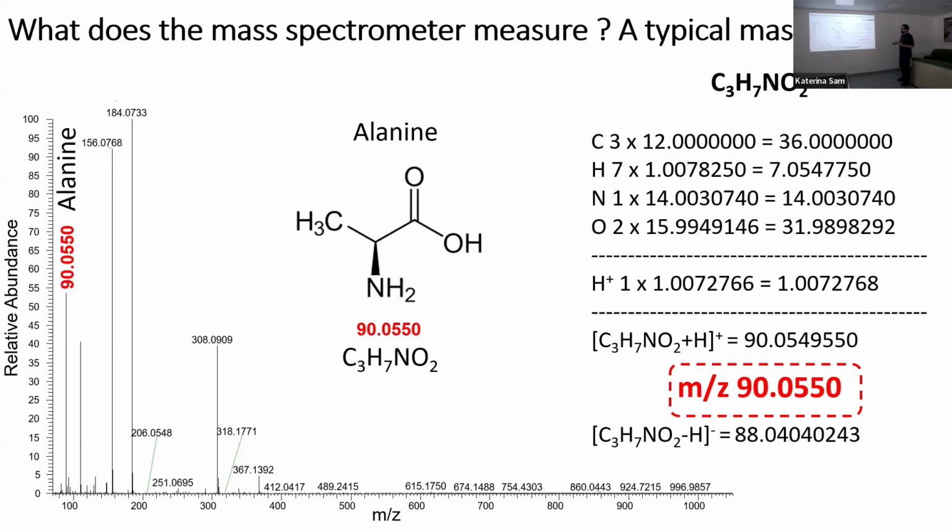If I need to prepare the reconstructed chromatogram and find the alanine, I must know the elemental composition and calculate the mass. The calculation of the mass is very easy because I have 3 carbons, 7 hydrogens, 1 nitrogen, and 2 oxygens, and it's positive ionization, so I add one proton, and I calculate the mass. If I have this mass, it's no problem to analyze alanine or different metabolites.